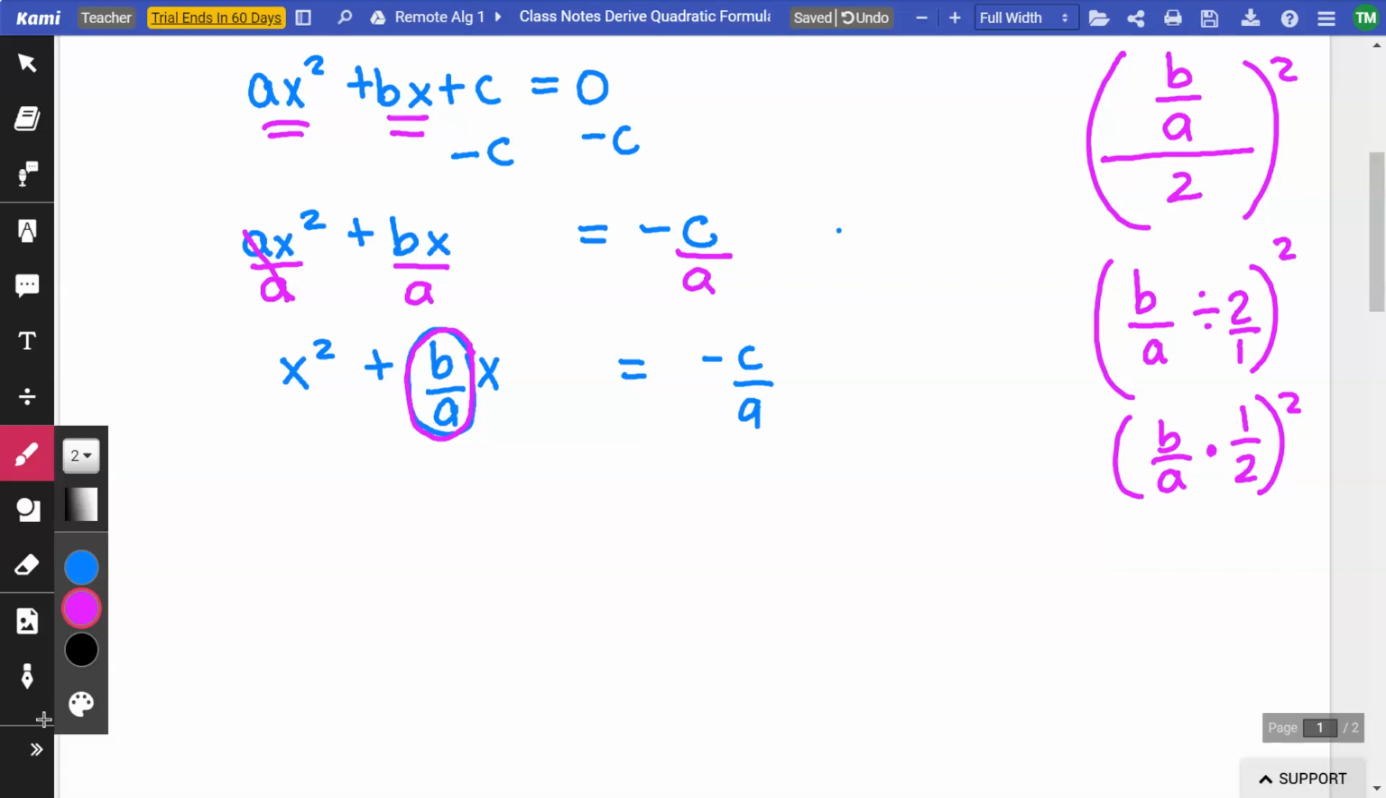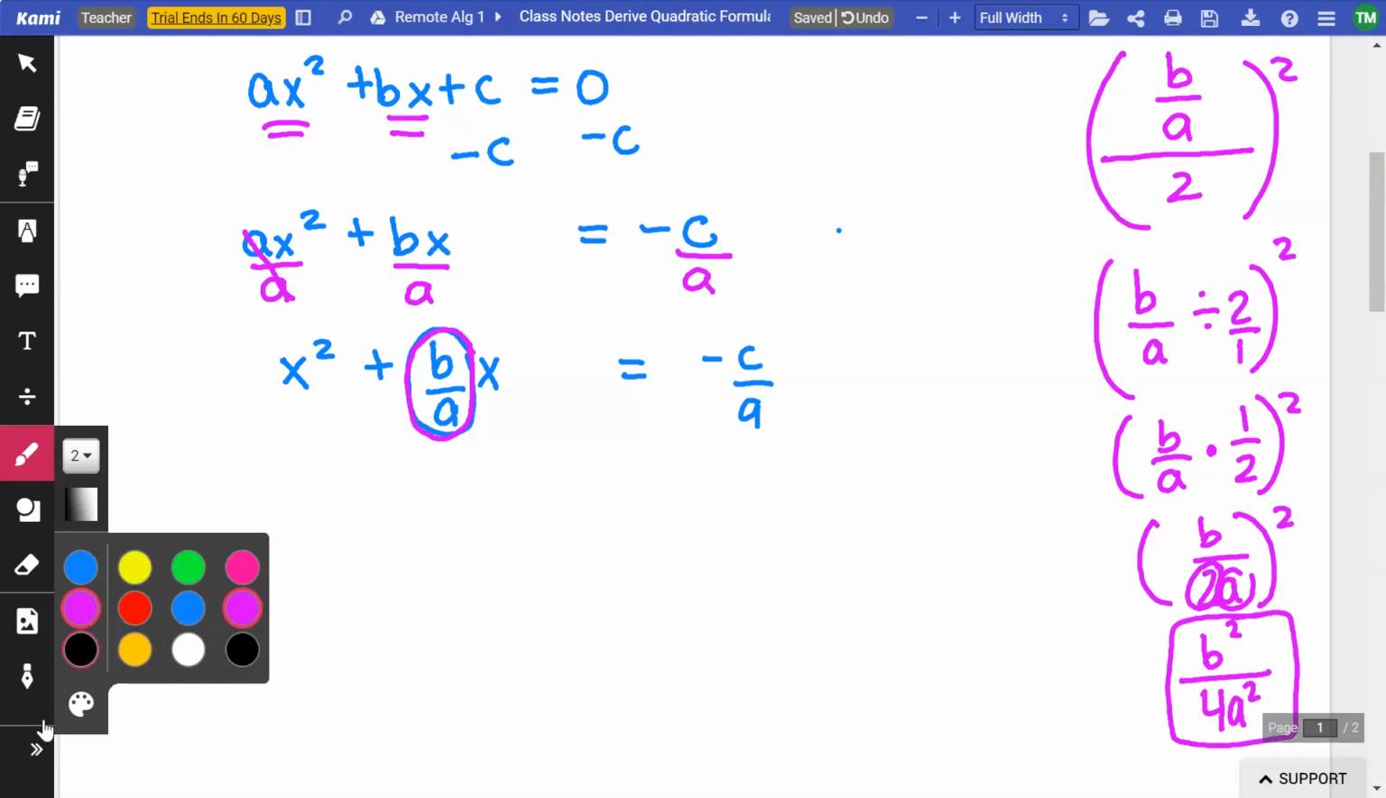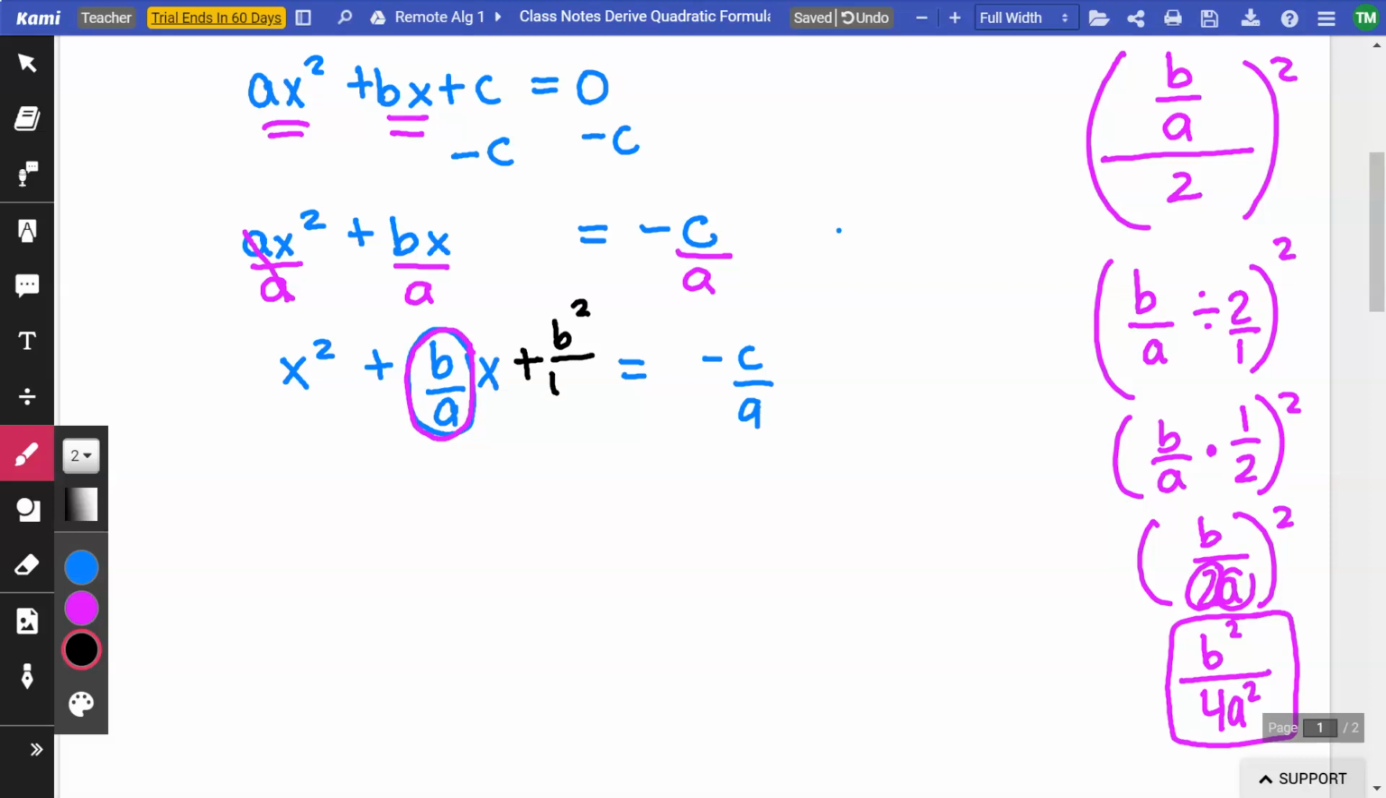So now b times 1 is b, a times 2 is 2a, and then we're going to square it. When I square this, I get b squared over, and then 2a squared is 4a squared. Remember, you have to square the 2 and the a. So that means to complete the square, we're going to have to add b squared over 4a squared to both sides of this equation. We're going to add it to both sides to be fair. What we do to one side, we have to do to the other.